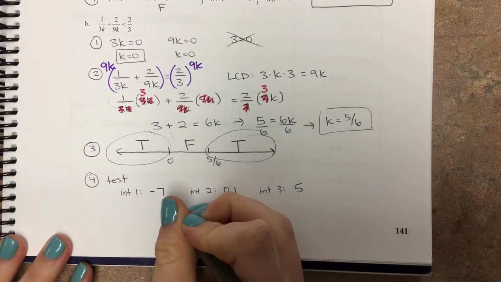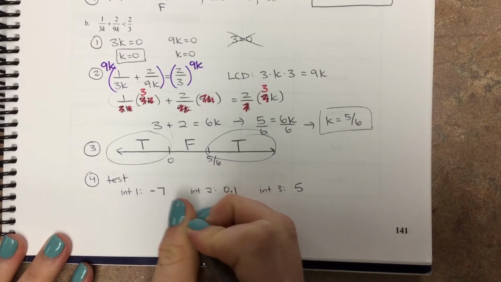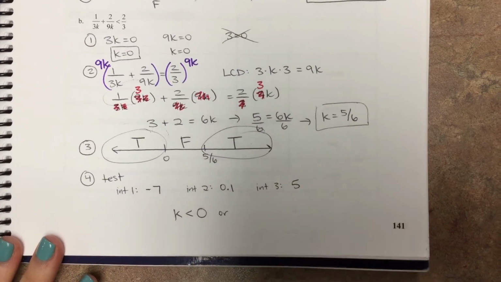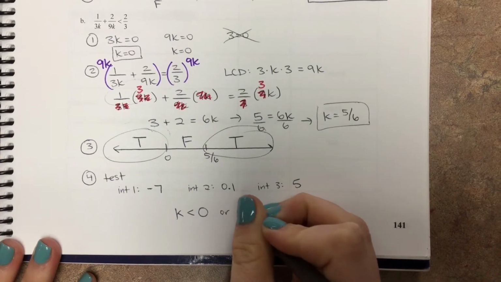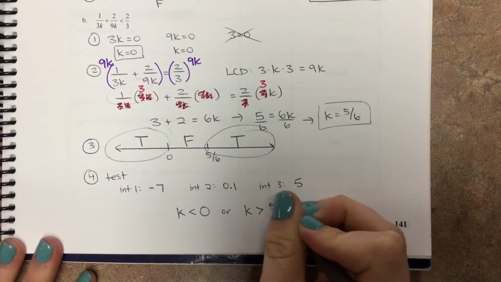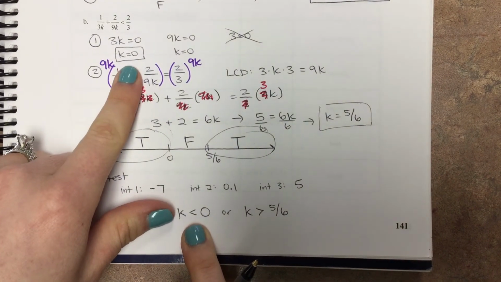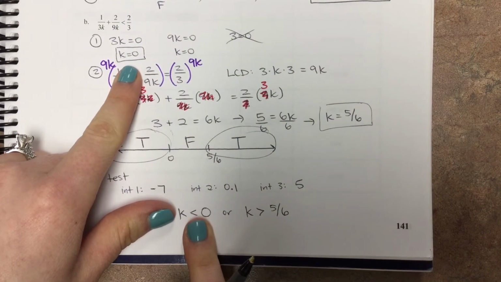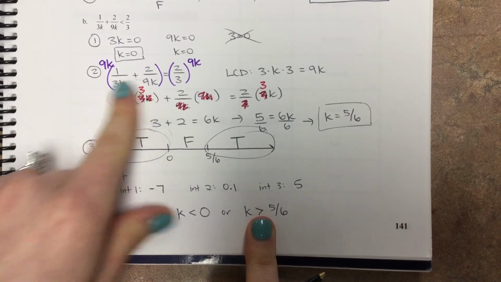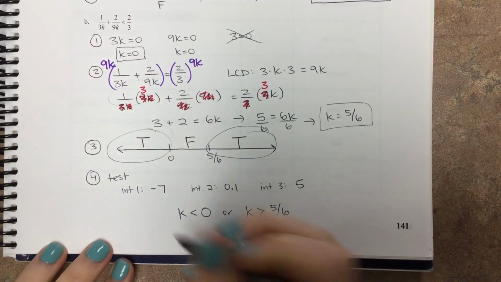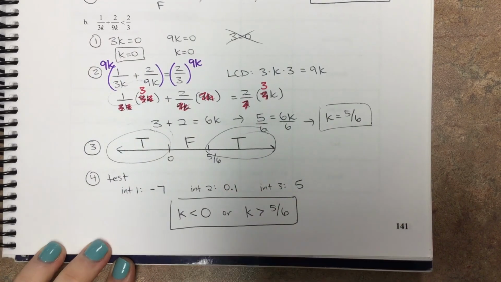So my final answer would be any values of k that are less than 0, or, and then we have a separate inequality for this one, any values of k that are greater than 5/6. Okay, so this is a domain restriction, so I know I for sure can't equal 0. So this does not have the or equal to. And then this part, since it comes from step 2, this would have the or equal to if my original had the or equal to, but it doesn't. So I just leave my final answer like that.